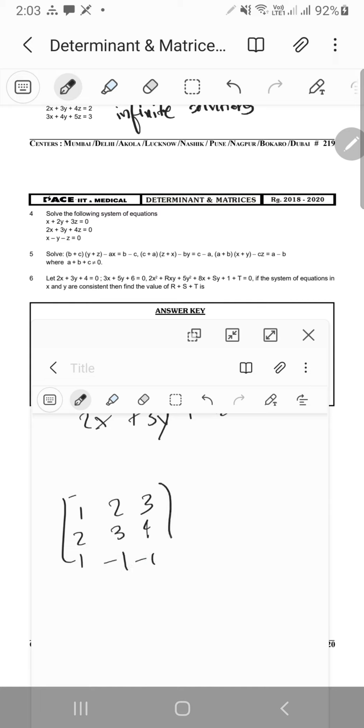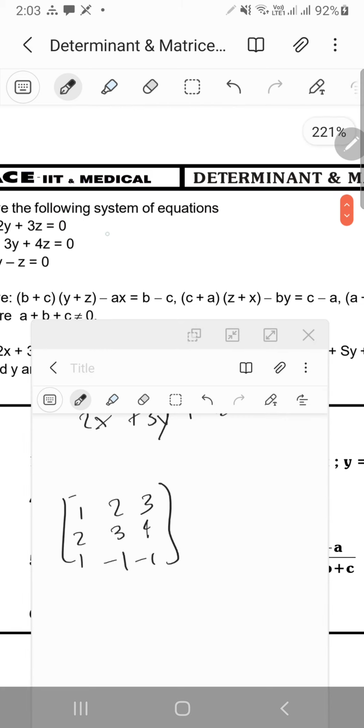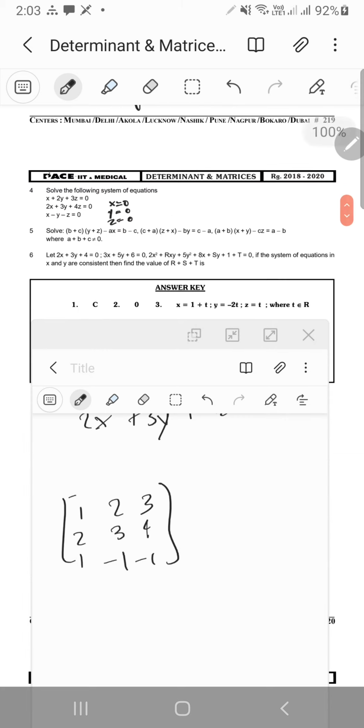1 minus 1 minus 1 times x y z, and all of them are 0. That is stupid. All of them are 0. Wait, then that means d1, d2, d3, those are 0 as well. Okay, and this determinant is not 0, so that means only 0 0 0. That's the only solution for this thing. So x equal to 0, y equal to 0, z equal to 0.